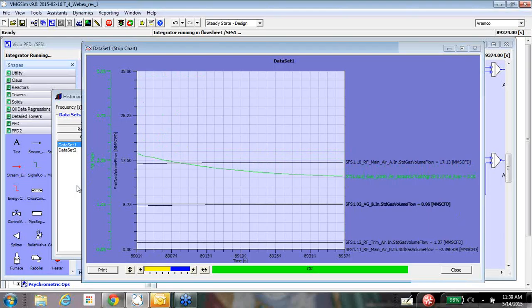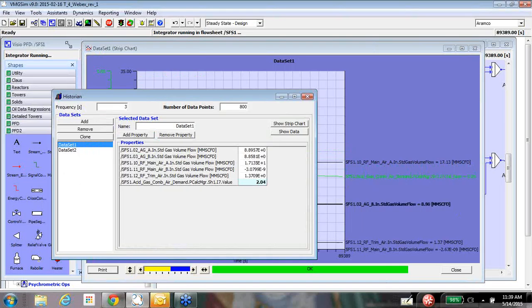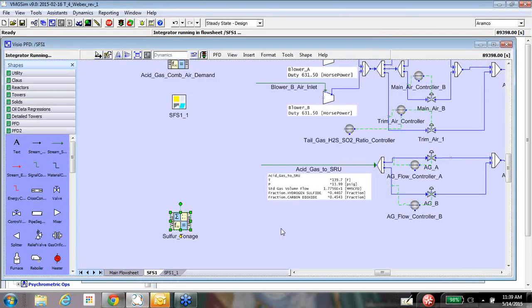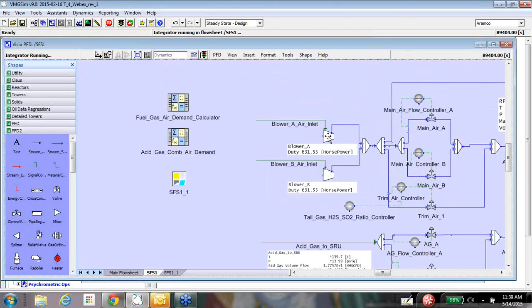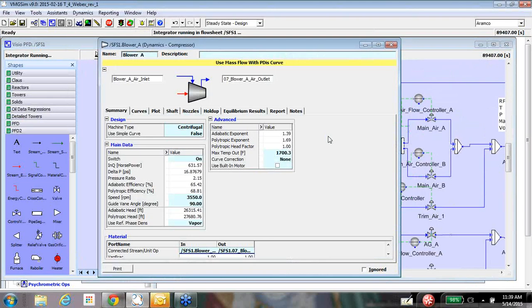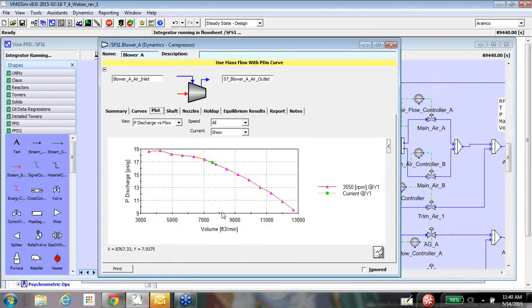One more thing we can also see is the behavior of the blower. As I mentioned before, while I was running this plant at 200 tons per day, it's a really turned down condition. It was operating right here at the surge limit. But right now, the green dot is the real operating point for the blower. So it also gives a little bit of an idea about how your blower is performing in that particular scenario.